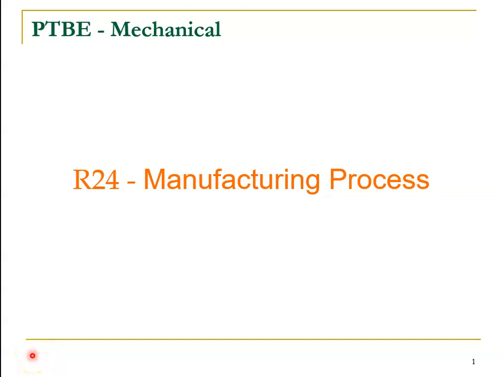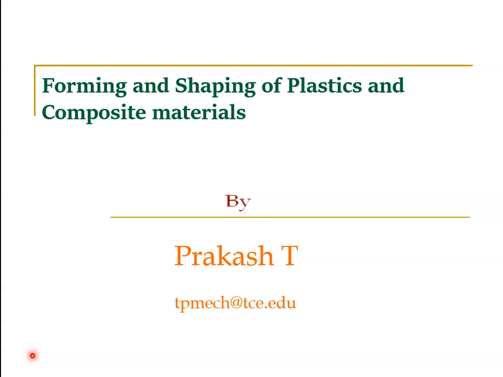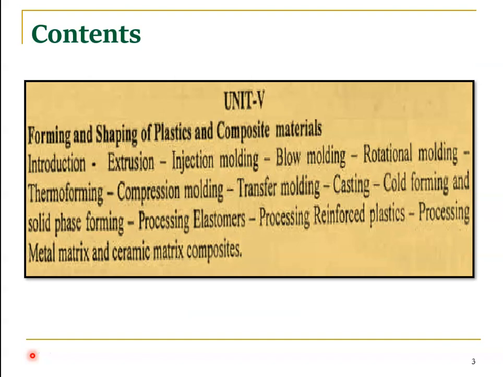Okay, so our course name is R24 Manufacturing Process. Today's topic is forming and shaping of plastics and composite materials. In that, we are going to discuss forming and shaping of plastics alone. So today we are going to discuss only plastics. These are the contents we are going to see.